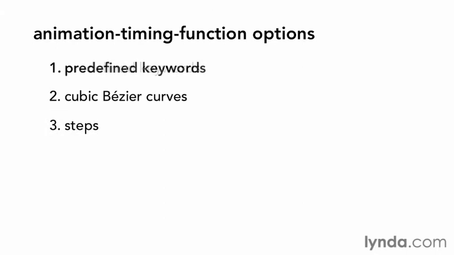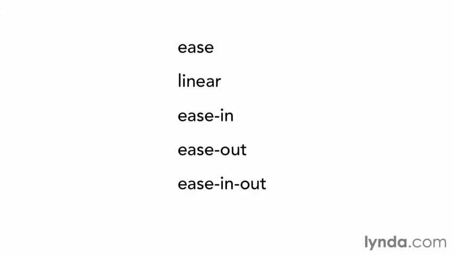Let's look at our predefined keyword options in more detail first, to get a better picture of what's going on behind the scenes. Our predefined keywords are ease, which is the default, linear, ease in, ease out, and ease in out. These all sound a little repetitive, but they kind of build upon each other. So let's go back over to our simple ball animation and see how these different animation timing functions can affect the way the animation looks.